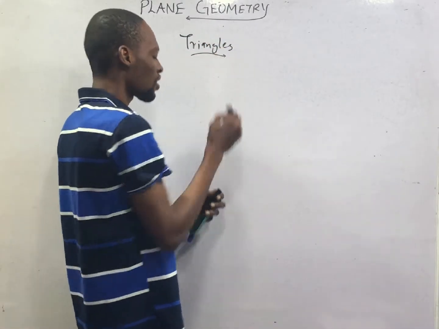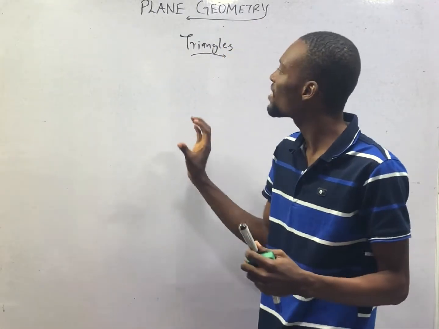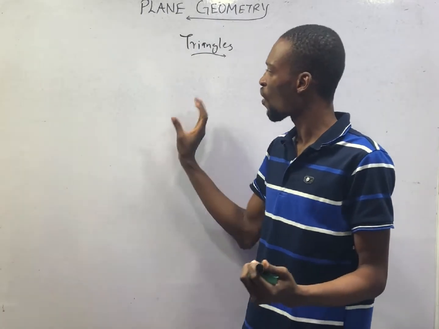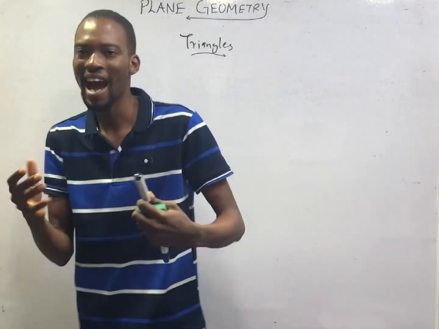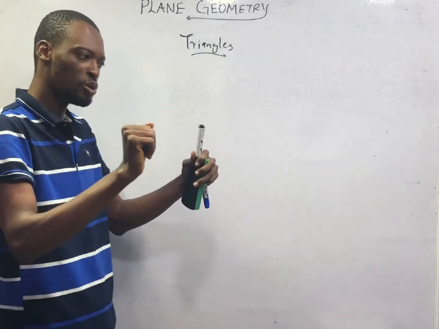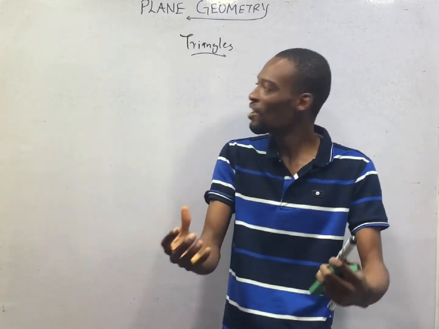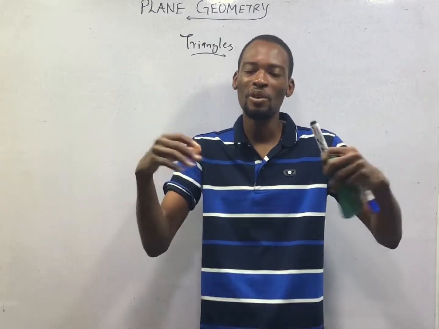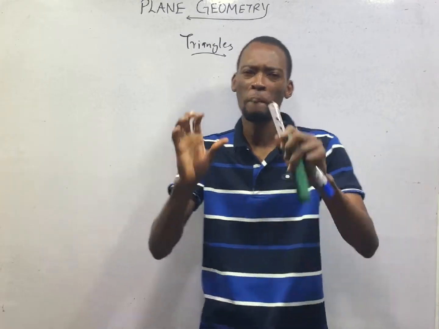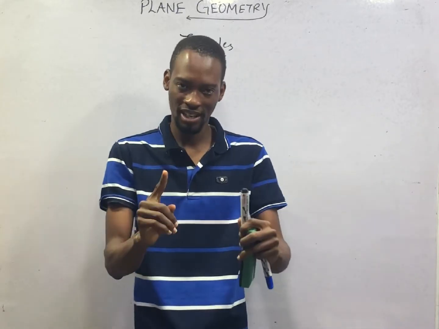Triangles. Triangle is a shape studied under plane geometry, or triangles are shapes that are studied under plane geometry. What is a triangle? Triangle is simply any shape with three sides. Yes, it can come in different forms, but so long it has three sides, it is simply a triangle.